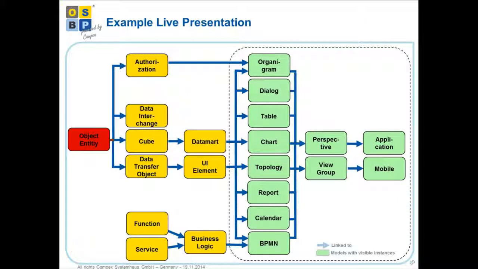So we're going to do the following. We're going to change our object entity model, adding new information attributes to our model, and we will forward this information through those different models. We will add the information to the data transfer object, to the UI elements, add them to the dialog, to the table, to the report, and at the end to the perspective and application that we're going to see.